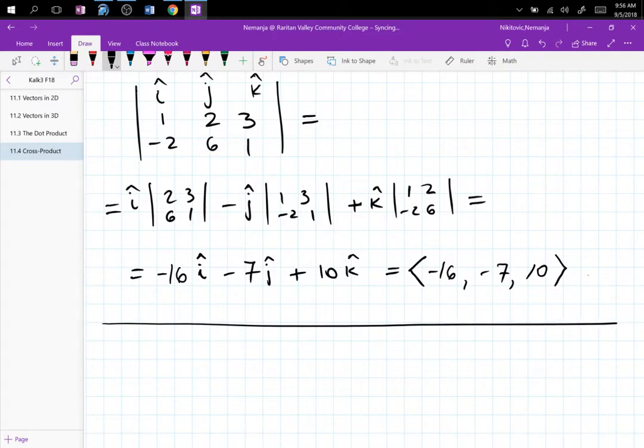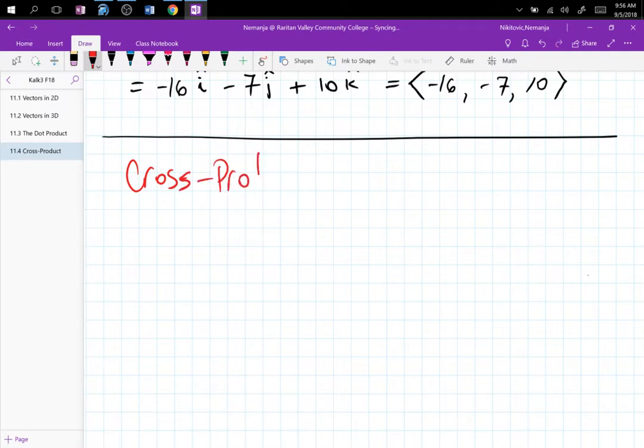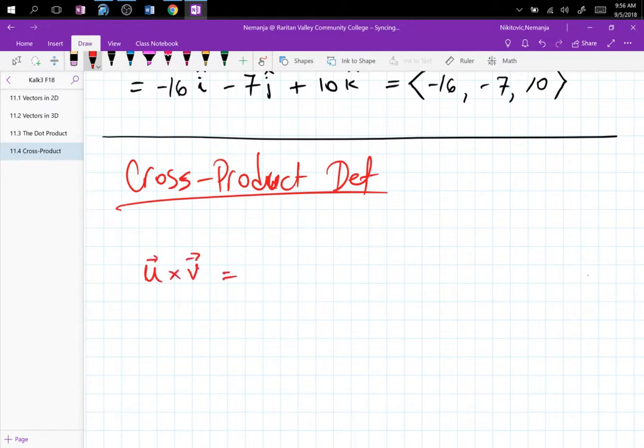Now we know how to compute the cross product. It's time for the definition. So cross product definition, u cross v is the magnitude of u times the magnitude of v times sine theta.